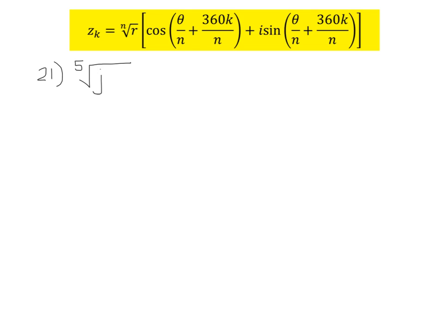This is number 21 on page 495, where we're asked to determine the 5 fifth roots of j. So, like the previous problem, number 20, j in x plus yj form is just 0 plus 1j. And as we saw in number 20, the point 0, 1 is right here at 90 degrees. So theta is 90 degrees.